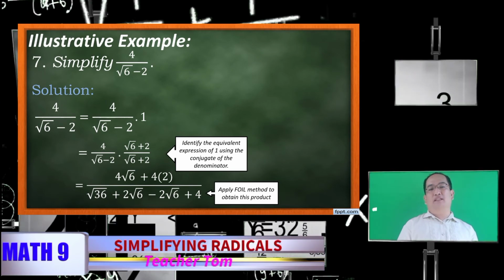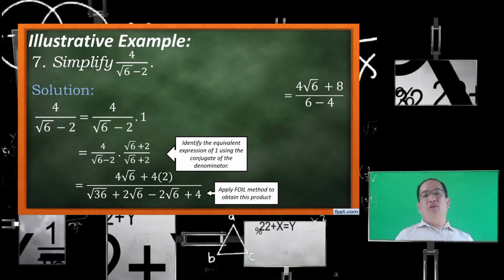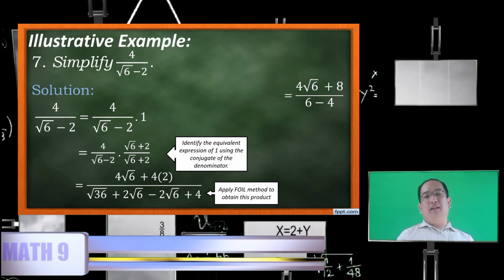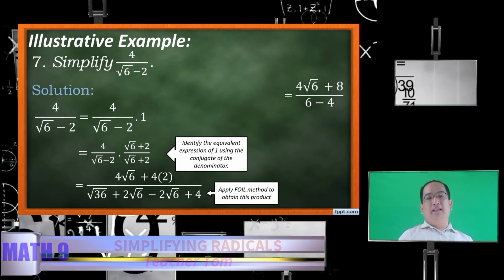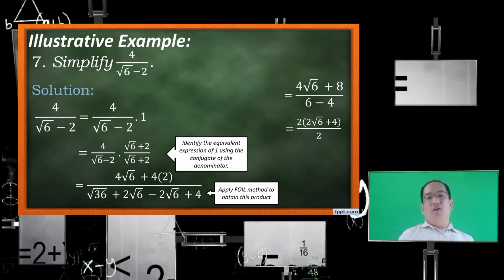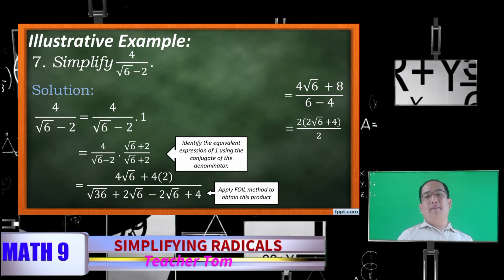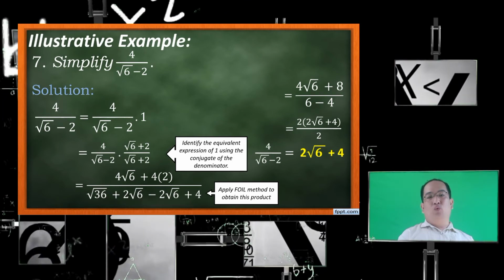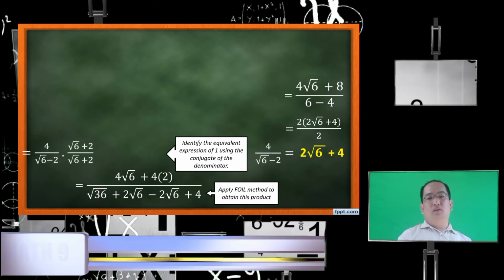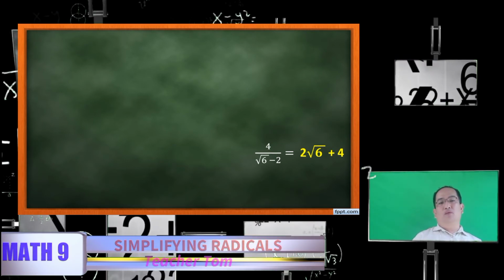all over square root of 36 plus 2 square root of 6 minus 2 square root of 6 minus 4. So cancel positive 2 square root of 6 and negative 2 square root of 6. So we have 4 square root of 6 plus 8 all over 6 minus 4. So we need to get the common factor of 4 square root of 6 plus 8. So we have 2 times the quantity 2 square root of 6 plus 4 all over 2. So cancel 2 and 2. Therefore, the simplest form is equal to 2 square root of 6 plus 4.